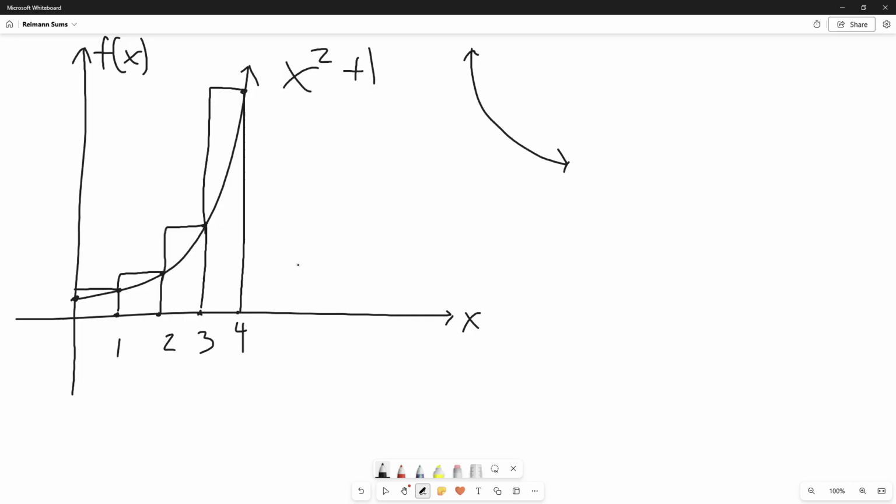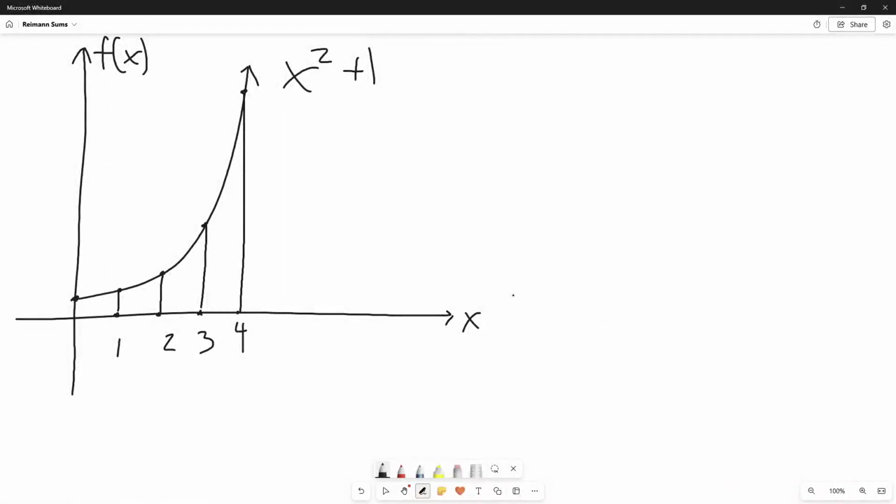So again, if the function is increasing, then drawing from the left will be an underestimate and drawing from the right will be an overestimate. But if the function is decreasing, then drawing from the left will be an overestimate and drawing from the right will be an underestimate.